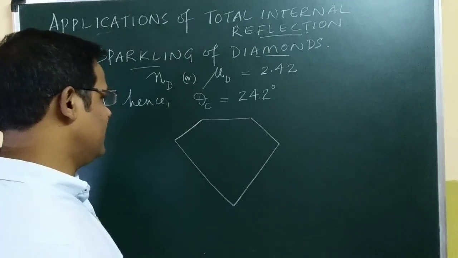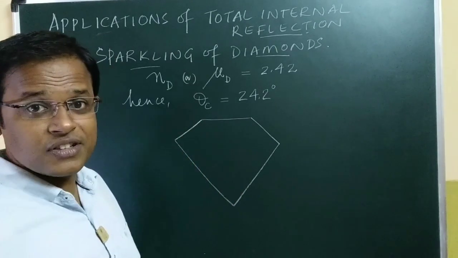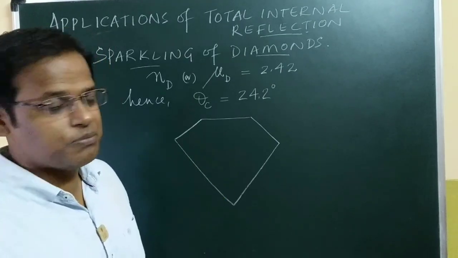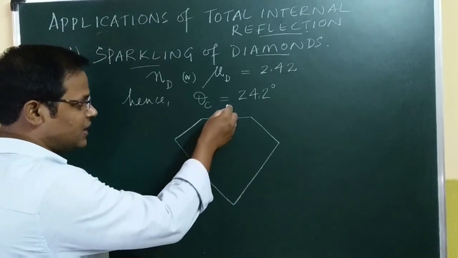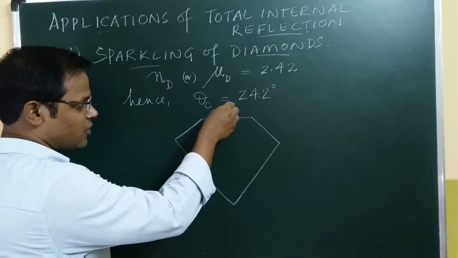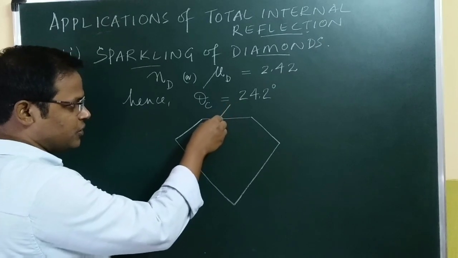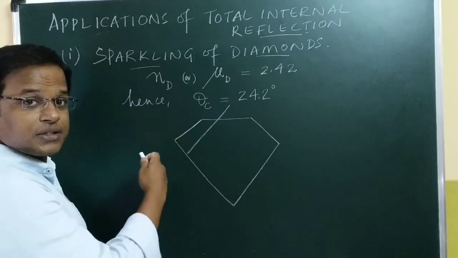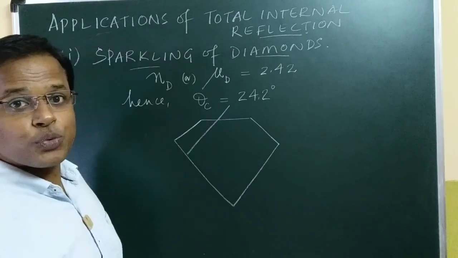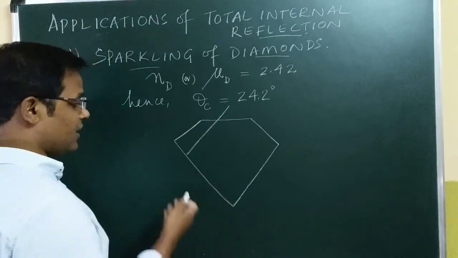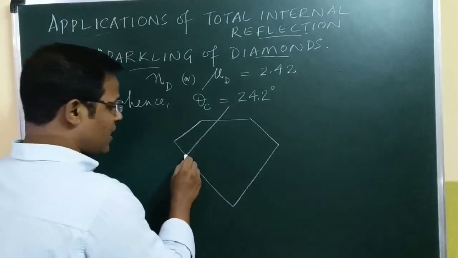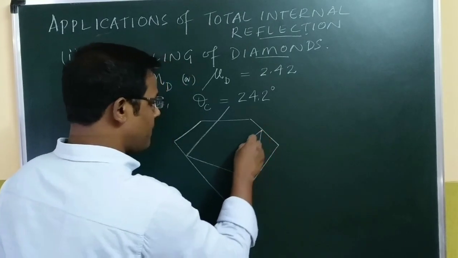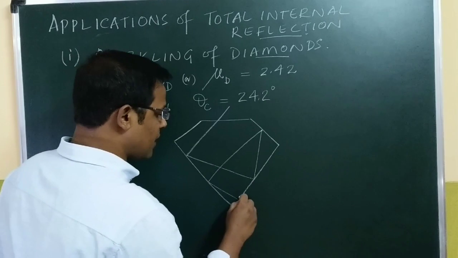So the cut faces of the diamond are very important for this phenomenon to happen and for the sparkling brilliance of the diamond. If a ray of light is entering from air into diamond from any particular angle, once it enters, and if the angle of incidence on one of its cut faces happens to be greater than 24.2 degrees, then the light is not going to pass out of it. Rather, it's going to bounce from the surface multiple number of times before it leaves the diamond crystal.